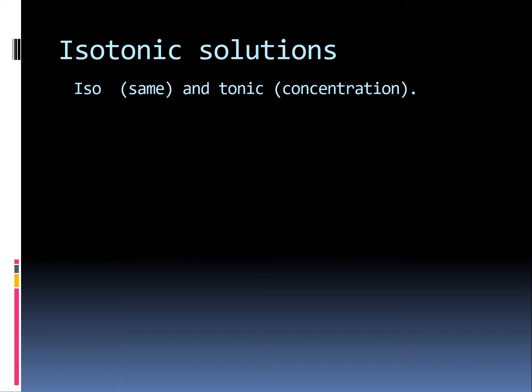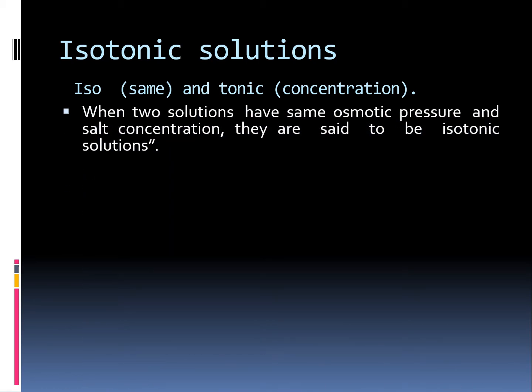As the name suggests, iso means same and tonic means concentration. Thus isotonic solutions are the ones which have the same concentration. When two solutions have the same osmotic pressure and salt concentration, they are said to be isotonic solutions.